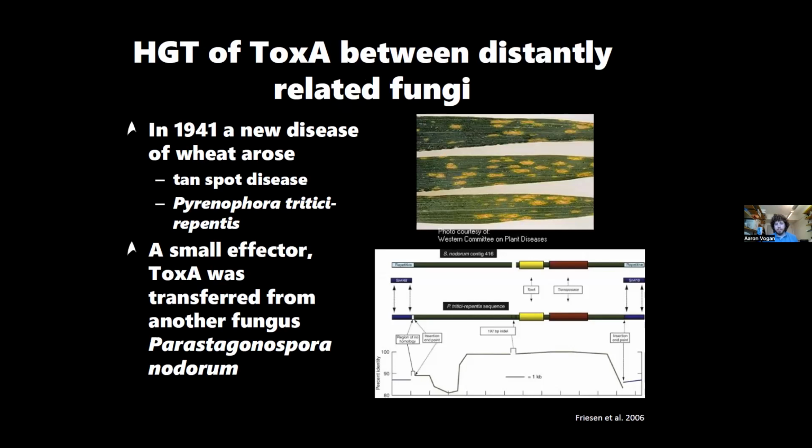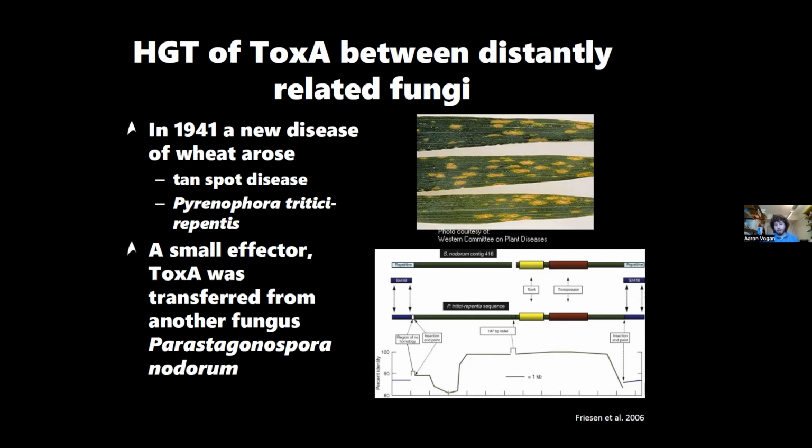And so the first one is a story about a wheat pathogen. So in 1941, something terrible happened where this brand new disease started affecting a lot of farmers' fields, and it rapidly became a global problem. And it was causing these tan spots on the leaves, so it got the name tan spot disease, very creative. And it turned out it was caused by Pyrenophora tritici-repentis. And this was never known to cause disease in wheat before this.